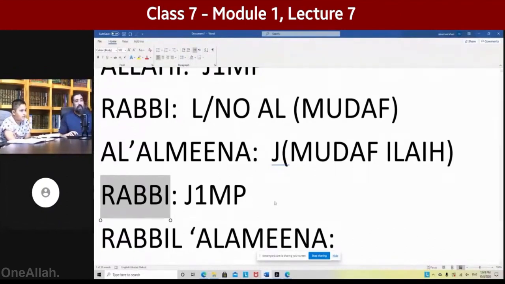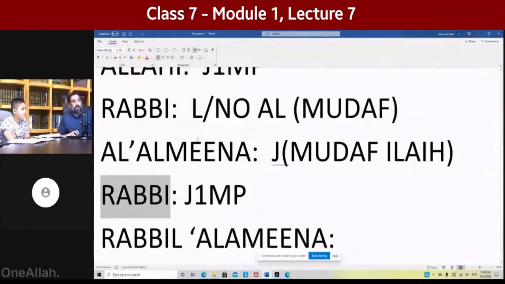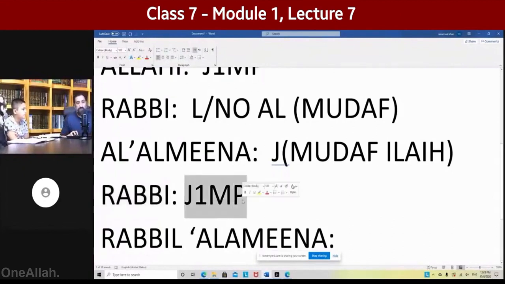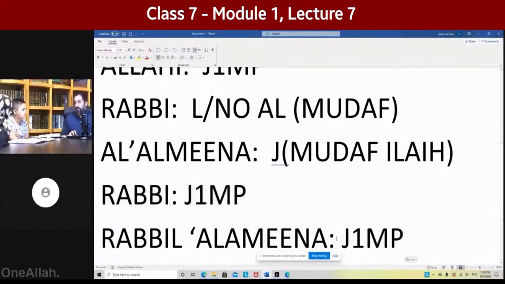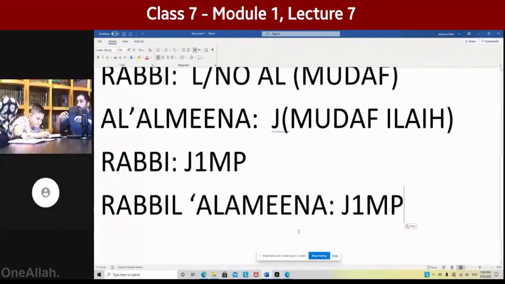All right, so now we're going to look at Rabbil Alamina together. What I said to you before, I'll repeat. The mudaf has 4 properties. We already got those. The mudaf ilayh has its own 4 properties. But what if somebody asked you, what are the properties of the whole thing? When you ask for the properties of the whole thing, you can give the same answer as the answer for the mudaf. I copy pasted it. In other words, what is a mudaf and a mudaf ilayh together called? They're called idafa. The whole idafa has the same properties as the mudaf itself.